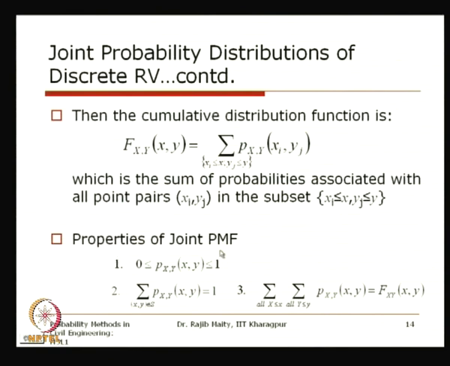Now, these are the properties of the joint PMF. This PMF value can have a lower limit of 0 and an upper limit of 1. If we add up these probabilities, the total should be equal to 1. And if we add up to some specific value of x and y of this function, then it gives the cumulative distribution function, which is denoted as capital F_XY(x, y).